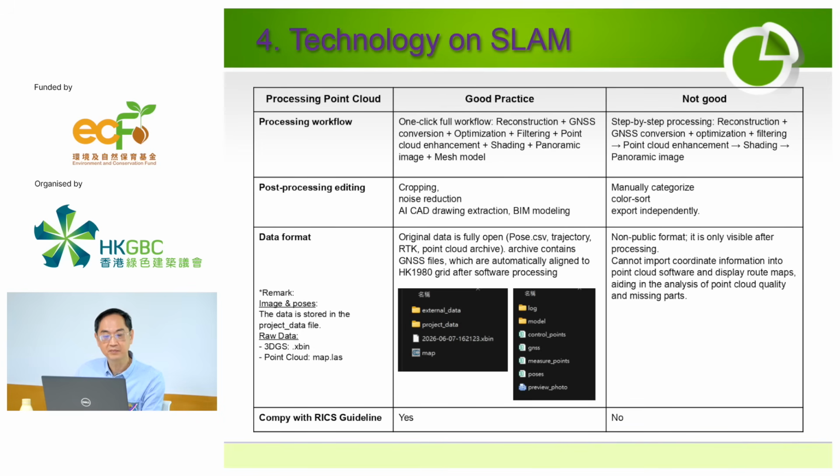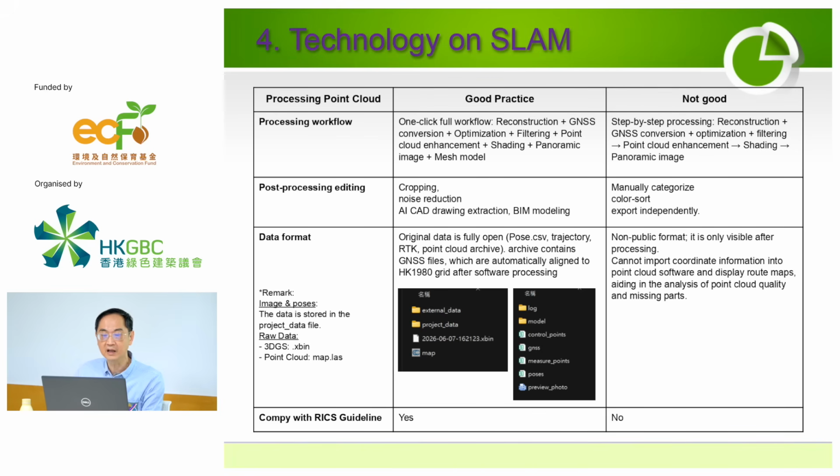And the map, 2 files. What are they? The .x beam can help us to do the 3D GS. And the map is the last format, okay? The map, it is the file we got. Okay, and then the original data is fully open, should be fully open.